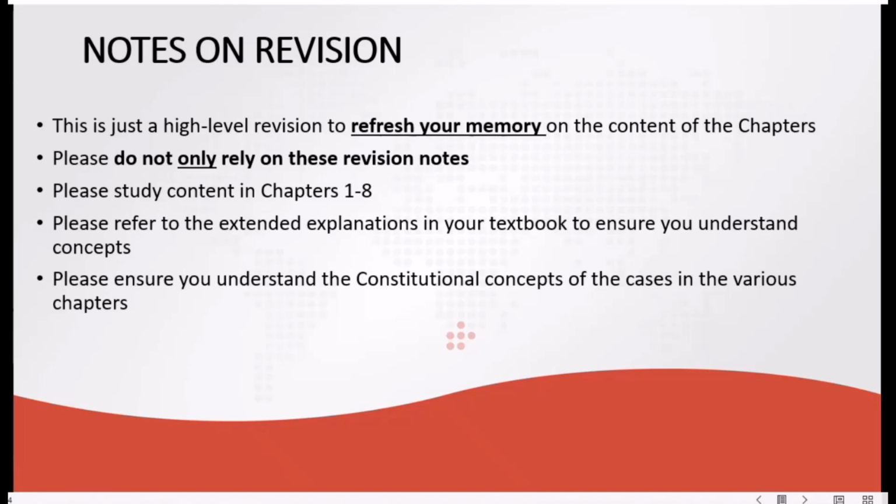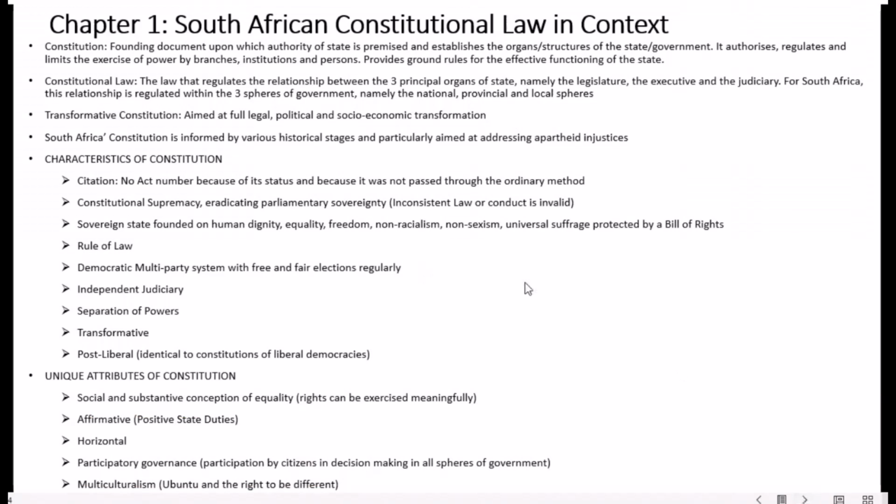And then please ensure that you understand the constitutional concepts of the cases in the various chapters. Cannot stress that enough, because if you don't understand the concepts, then you won't be able to apply. Okay, colleagues, then without further ado, we start at chapter 1. And this was the South African constitutional law in context.